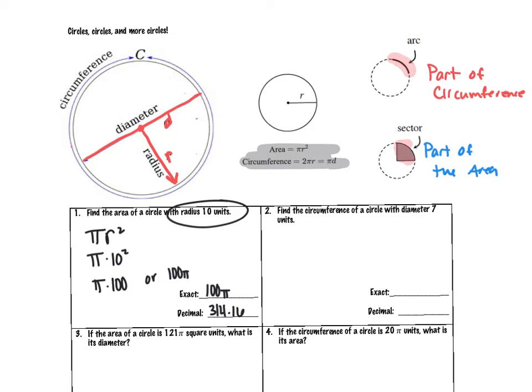In the second problem here, it asked me to find the circumference of a circle. So I know I'm going to use my formula pi times d, or 2 pi r. So it would be 7 times pi. That would be my exact answer. And then for my decimal, I'm going to plug that into my calculator and get an answer of 21.99.